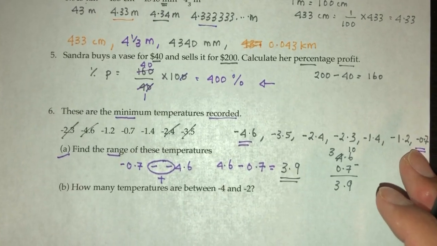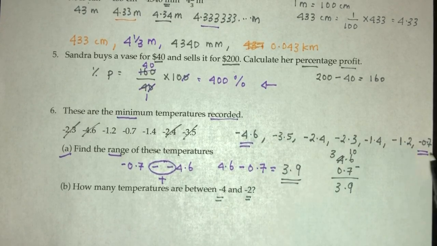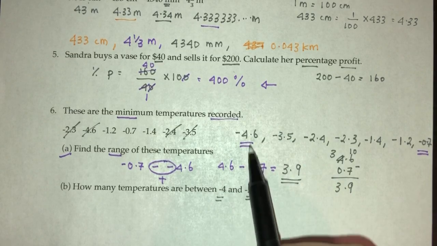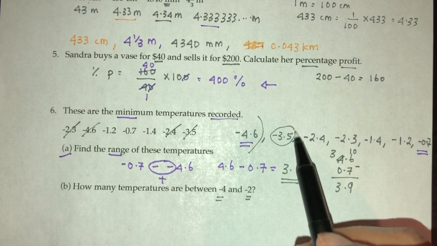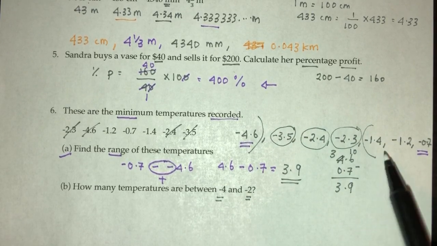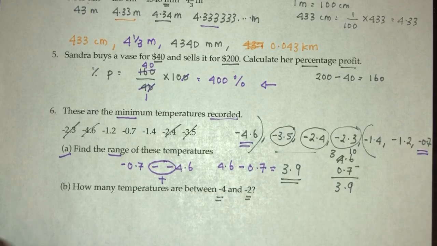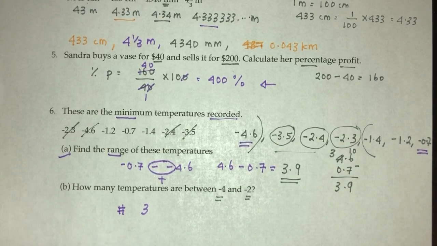Now for part B, how many temperatures are between minus 4 and minus 2? Let's see. Here we have these temperatures. This will be outside, right? And now we have 1, we have 2, and we have 3. This will be outside too. So these 3 will be inside this range. So the number of temperatures is 3 according to the list that we have. Okay, and that will be your question number 6.